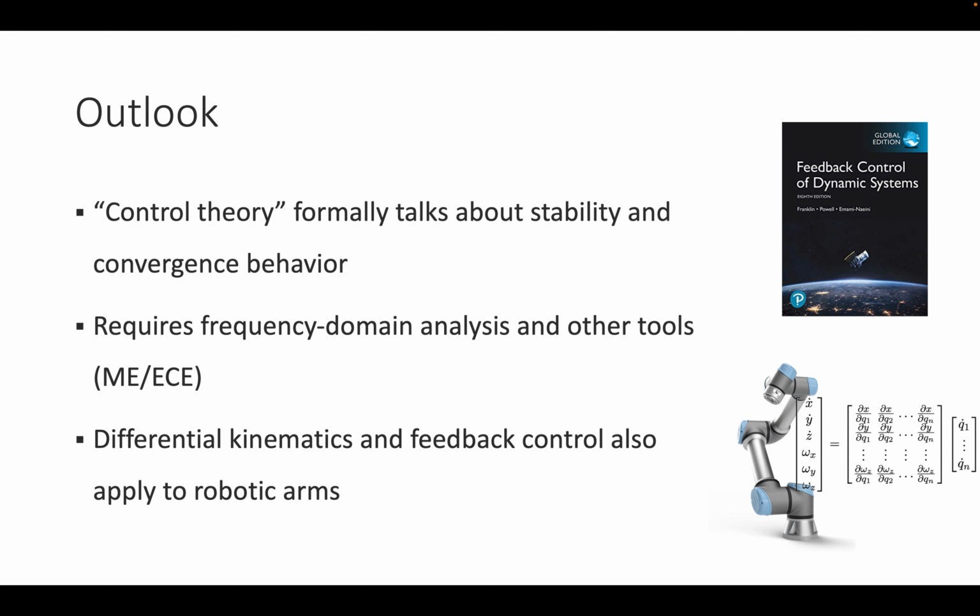Especially what you've seen today on the differential kinematics directly applies to robotic arms, like the Universal Robot arm here with 6 degrees of freedom. You can relate the angular velocities at each of these joints to the speeds of the end effector, and you can also invert that relationship and then use it in a feedback control scheme to drive the robot to a desired location.